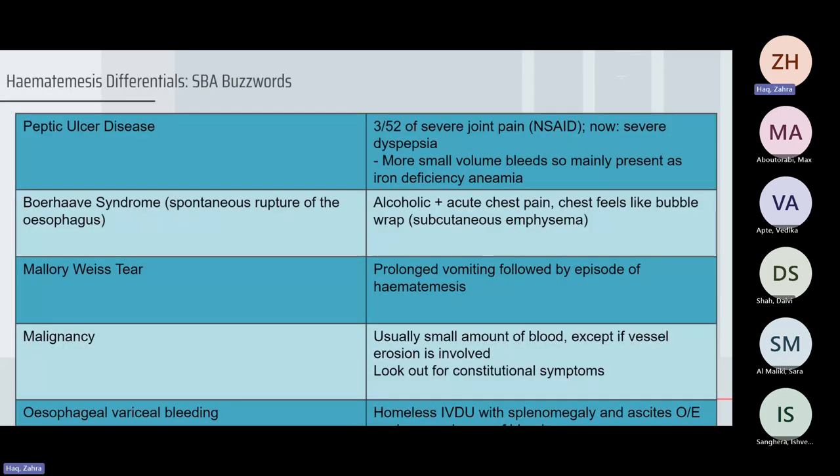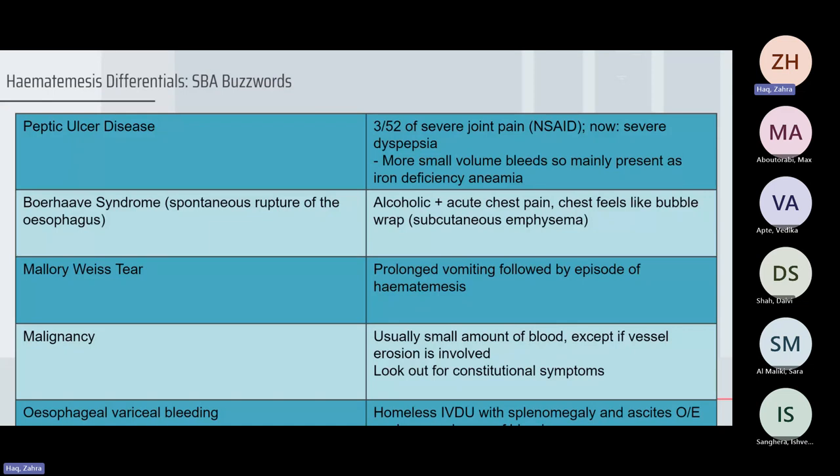So it is quite important to know how the different causes of hematemesis present. As we said, in peptic ulcer disease, the patient may be already on an NSAID, they may be infected with H. pylori, normally small volume bleeds, and patients may present with iron deficiency anemia.